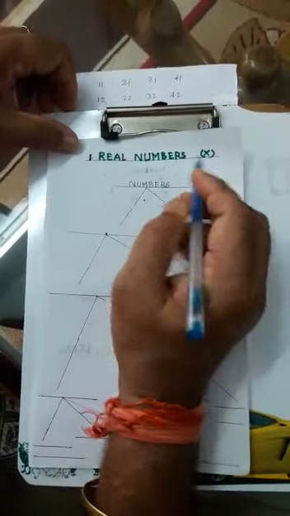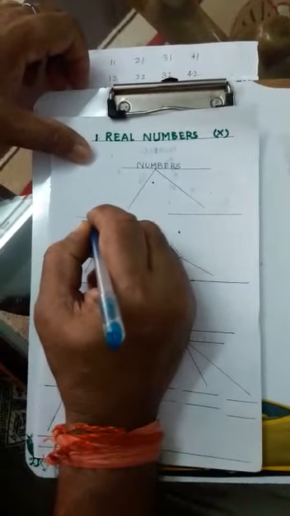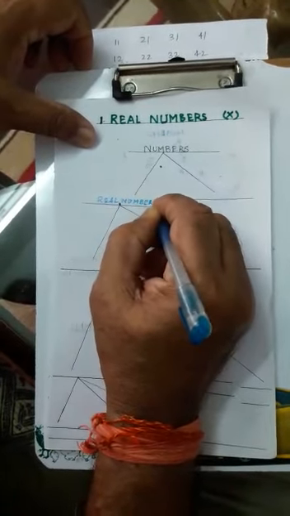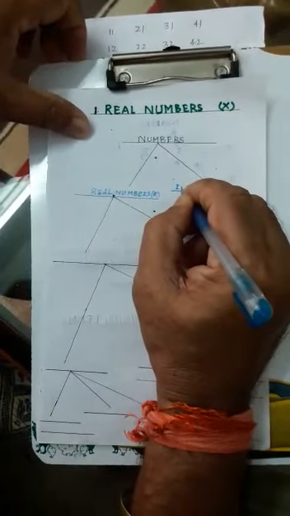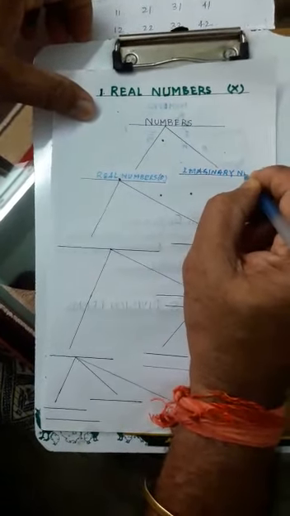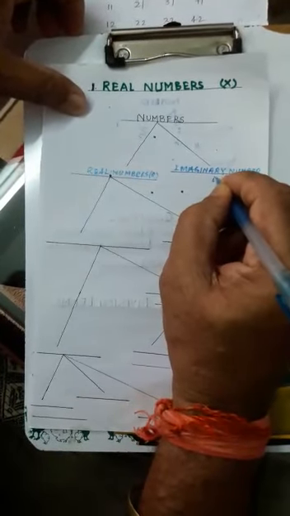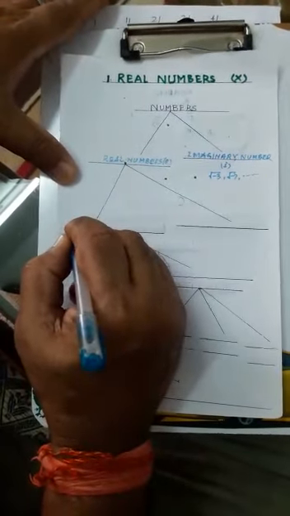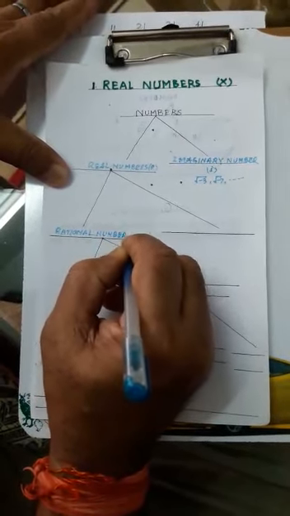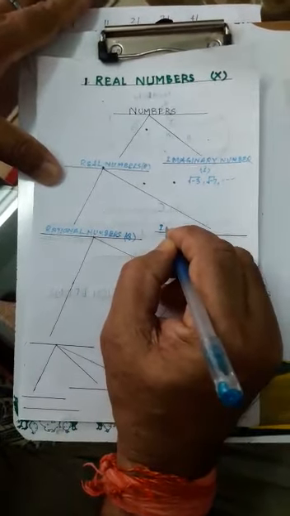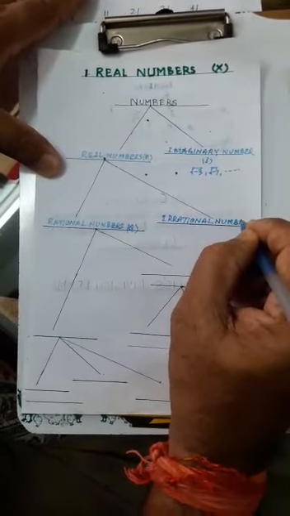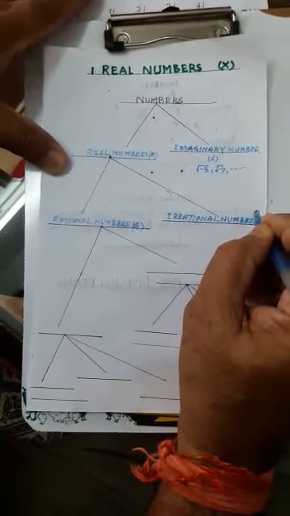Real numbers. So I am classifying the numbers. First of all, this is a real number, denoted by R, and this is an imaginary number, denoted by I. Real numbers are of two types: rational numbers, denoted by Q, and irrational numbers, denoted by Q bar.